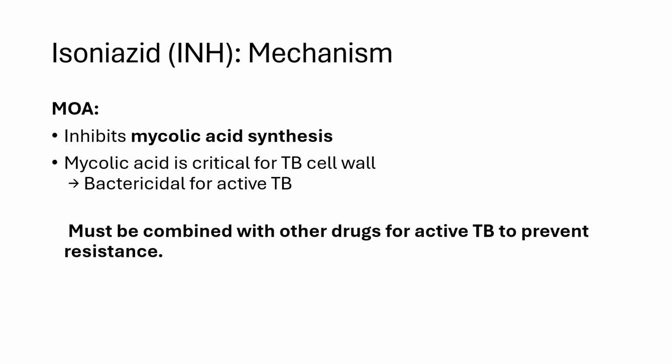So starting with isoniazid, it works by inhibiting mycolic acid synthesis, a key component of the Mycobacterium tuberculosis cell wall. So without the mycolic acid, the bacteria can't maintain the structure, making INH bactericidal for active TB. Now, we do have resistance risk with TB, so INH must always be combined with other TB drugs when treating active infection.